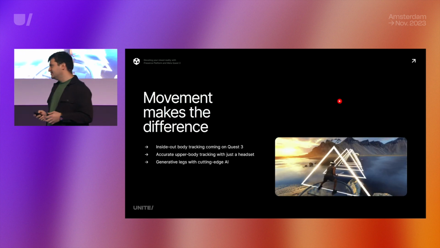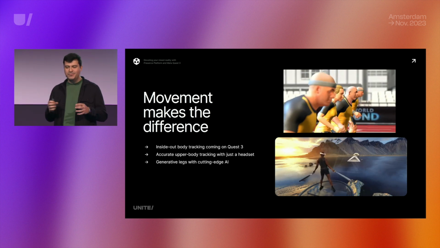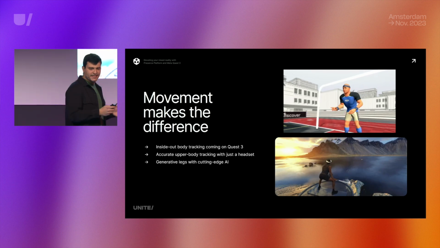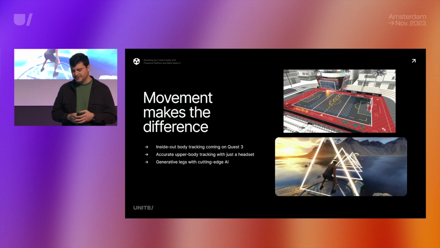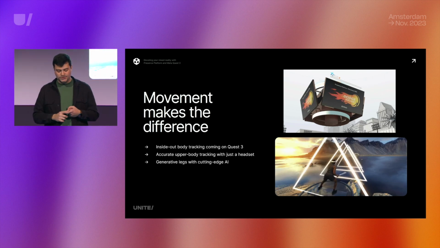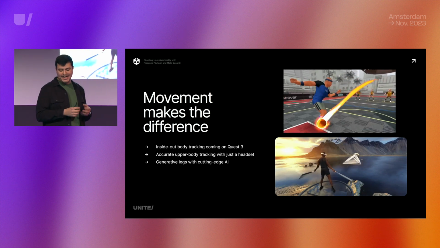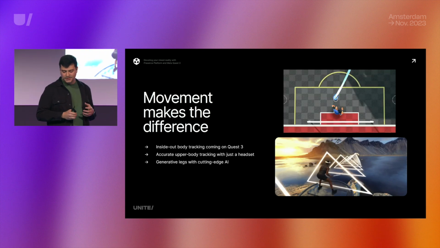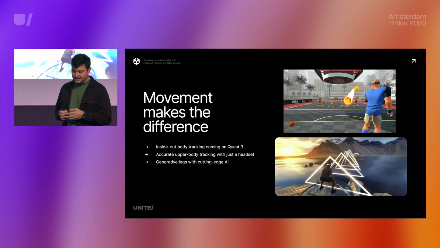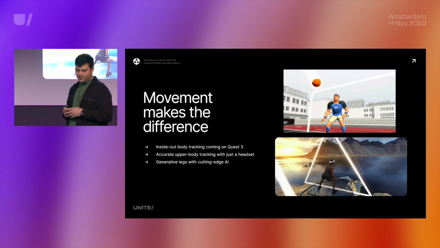Now, movement. Movement makes all the difference. And we have some big updates this year to make it easier to introduce movement capabilities into your apps, your experiences, your games. I want to call out two of them. Inside-out body tracking on Meta Quest 3, which provides developers and users with an accurate and natural tracking system, unlocking new possibilities. It is an industry first for body tracking and delivers accurate upper body tracking with seamless hands-free experience.